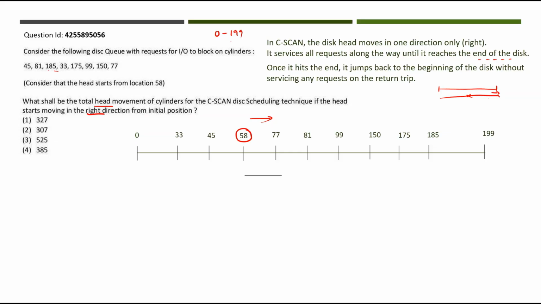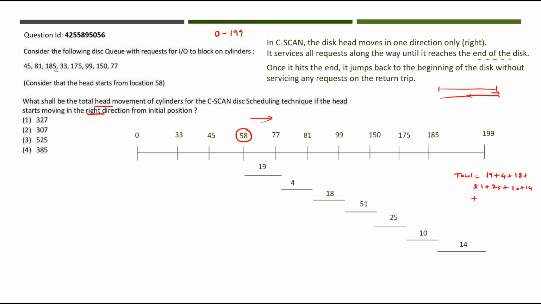58 to 77. So let's calculate the total here. The difference is 19. From 77 it is 81, which is 4. 81 to 99 is the next request. It has 18 movements. From 99 we move to 150. There are 51 movements. From 150 we are moving to 175. 25 movements. From 175 to 185 it is 10 movements. From 185 it has to reach the end of the disk, which is 199. The difference is 14 here.